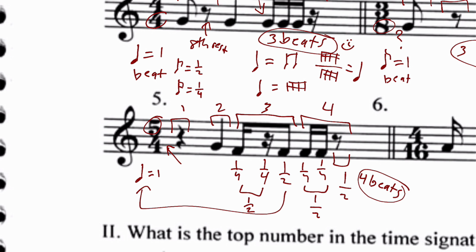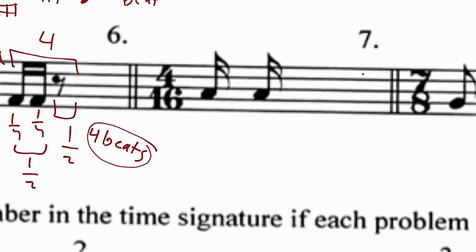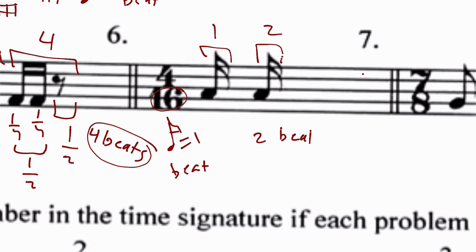Cool. Now what do we got next? 4/16. Okay. Again, whatever's in the bottom is the thing that's going to get one beat. And so it's 16. So a 16th note equals 1 beat. And we have, well, 1 here, 2, and that's it, 2/16. So beat 1, beat 2, or 2 beats.